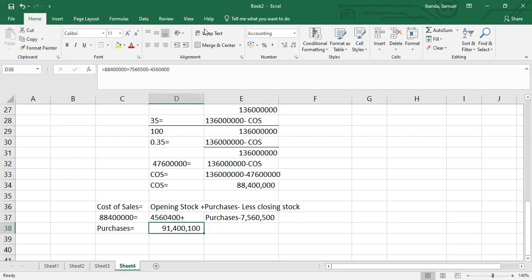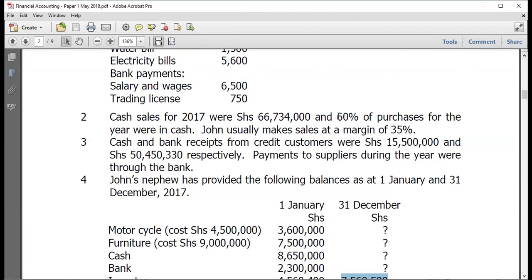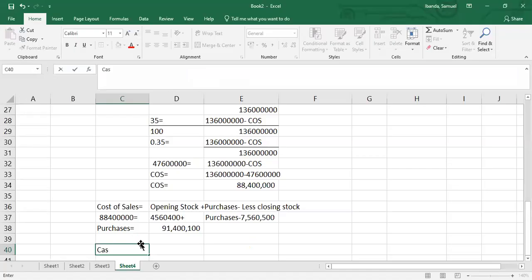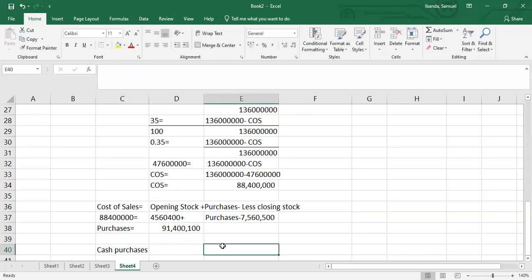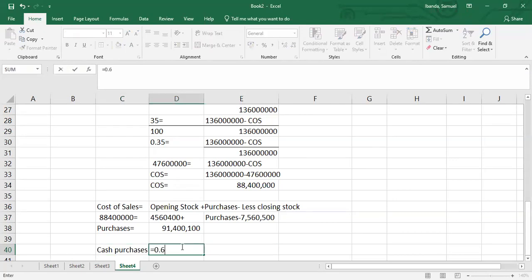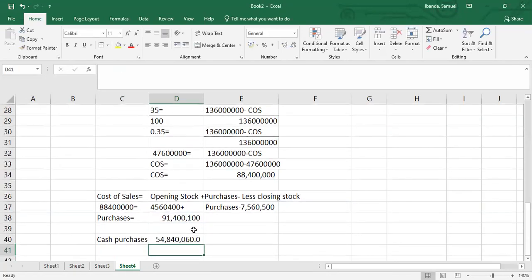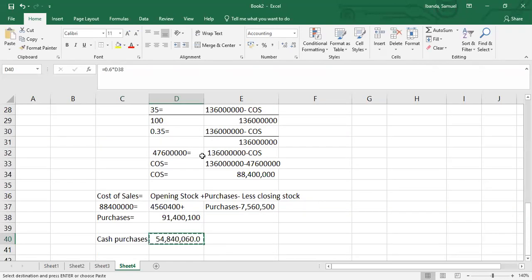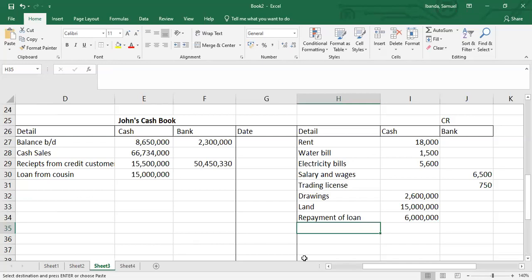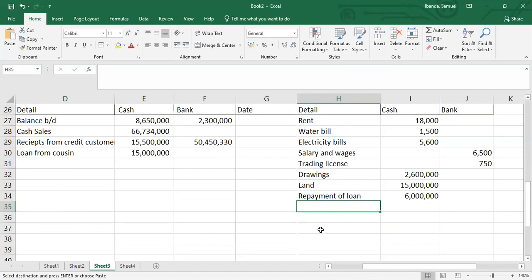So once I have my purchases, mine is to go back here. Remember why I'm looking for my purchases is to determine my cash purchases that I will include in my cash book. So they have told me that 60% of the purchases were for cash. So I'll come and calculate my cash purchases. My cash purchases will equal 60% of this. So 0.6 of my answer right there. It is 54,840,060. So this is the figure that I'm going to put in my cash book. Okay. And remember, cash purchases are recorded on the credit side of the cash book. So these are my cash purchases.